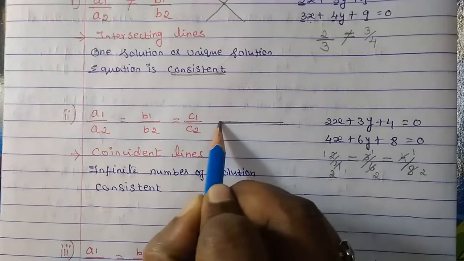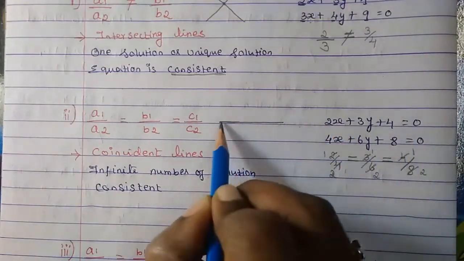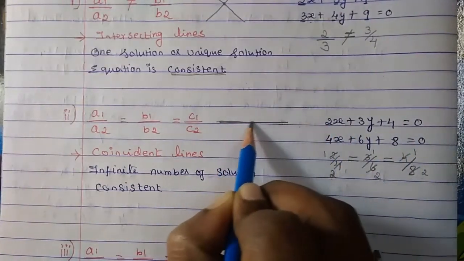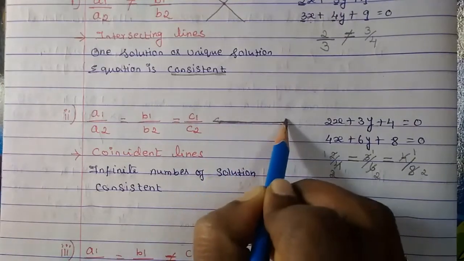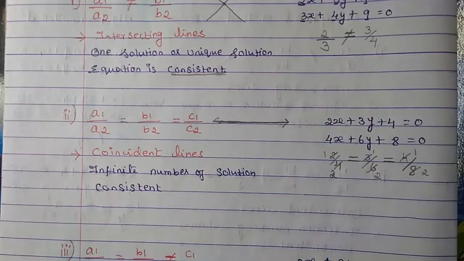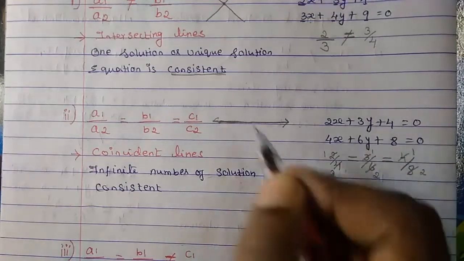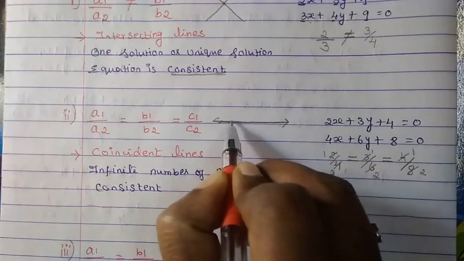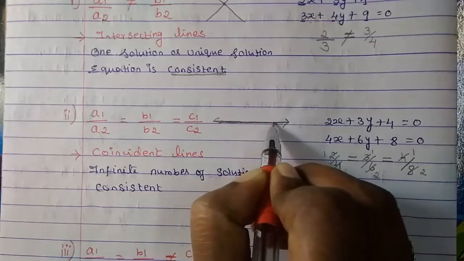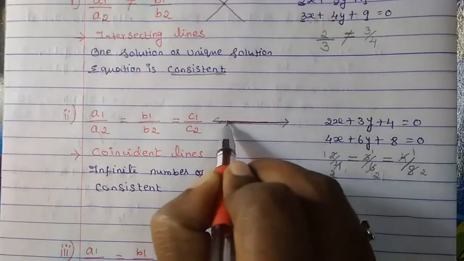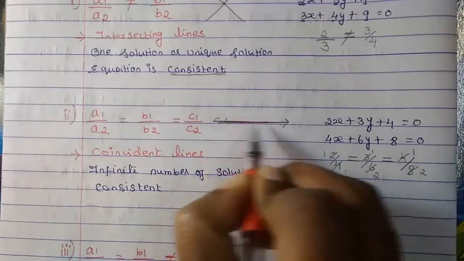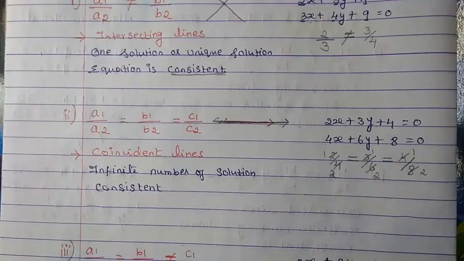So for the first equation, when you prepare the graph, you will get one line. Then for the second equation, if you are plotting the graph, that line also will come on top of this line only. That means both the lines will be coinciding.